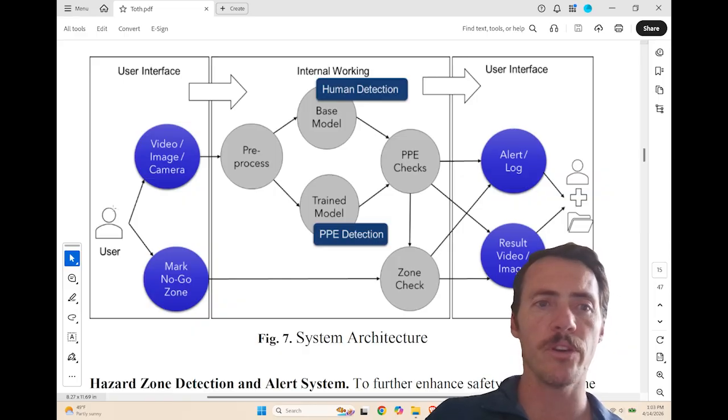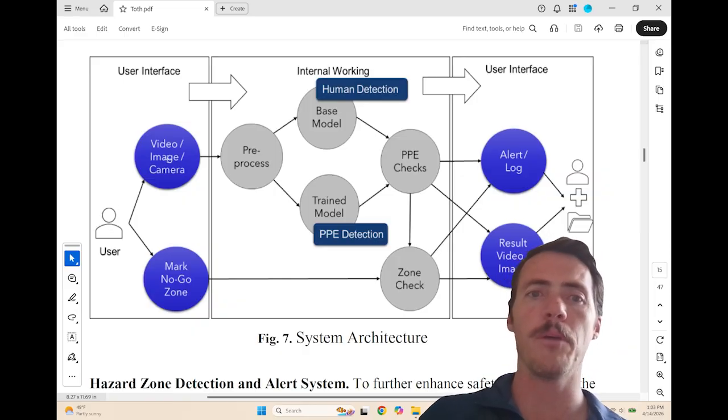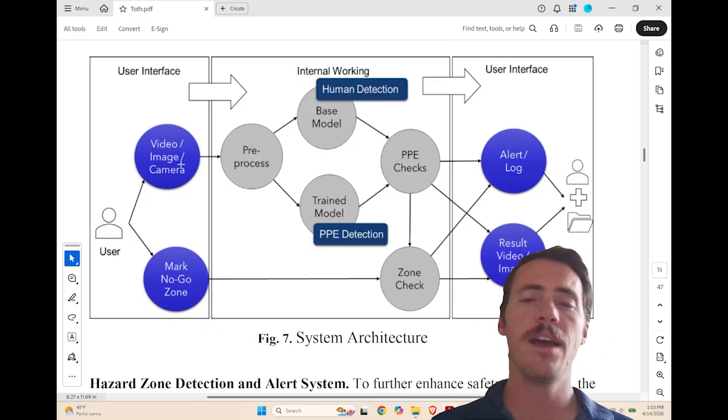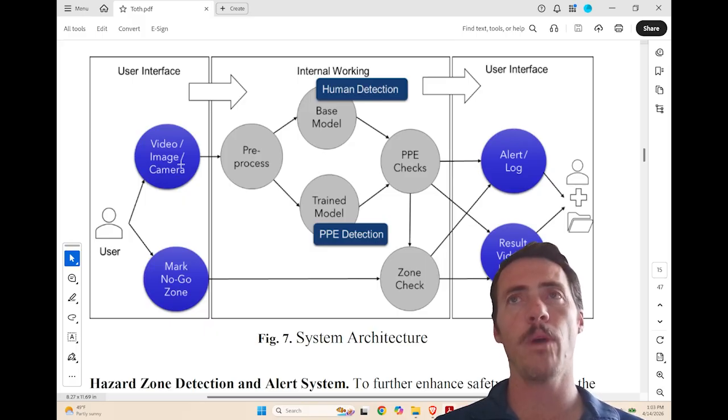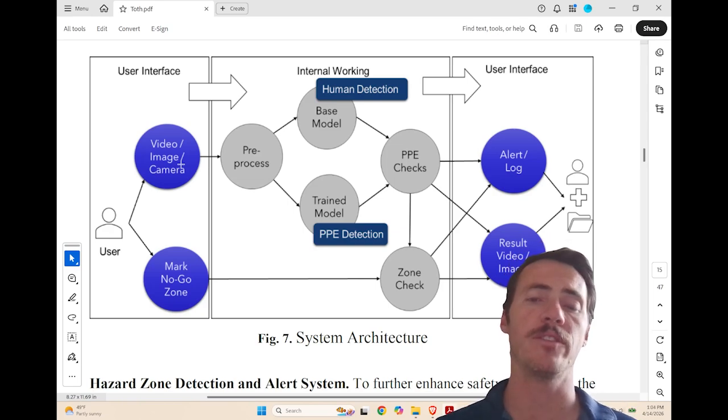So a user can be monitoring via, say, a video or image feed from a camera. You pre-process this data, and you're going to separate out two different models, one that is going to do human detection, and a separate one that's going to ask whether or not PPE is detected. And then you're going to merge these together to actually perform the PPE compliance checking.